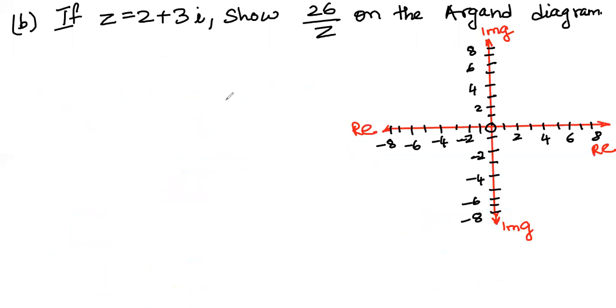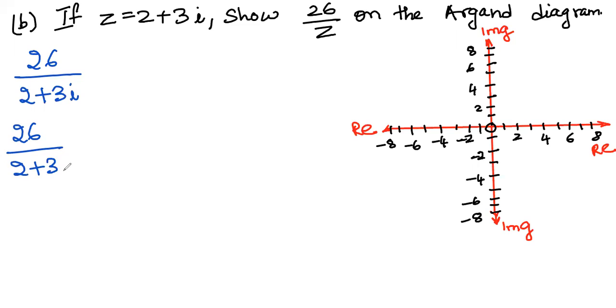Next. Okay, we have an Argand diagram question. If z is equal to 2 plus 3i, show 26 over z on the Argand diagram. 26 over z, z is 2 plus 3i. So the denominator is a complex number, so we have to rationalize the denominator. Rationalizing the denominator means you have to take the conjugate of the denominator. So we have 2 minus 3i as the conjugate.